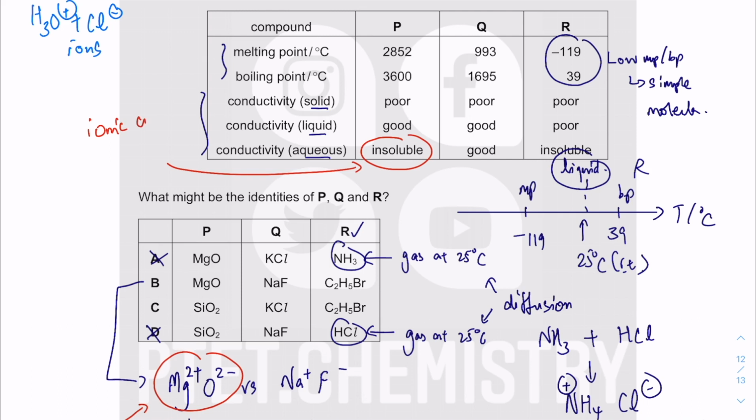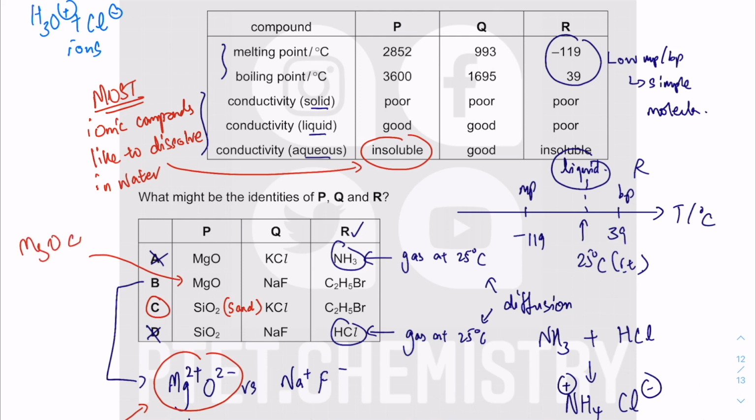Ionic compounds like to dissolve in water. I'm not saying all ionic compounds will dissolve in water. I'm saying that most ionic compounds do. Be careful about most and all. I did not say all. I say most like to dissolve in water. And this is insoluble. This is sand, SiO2, silicon dioxide. So C must be the answer because MgO can dissolve in water, because it's an ionic compound and most ionic compounds like to dissolve in water.